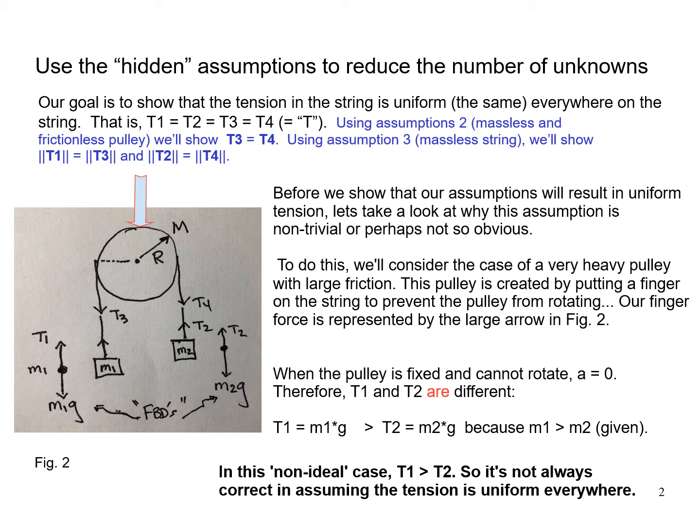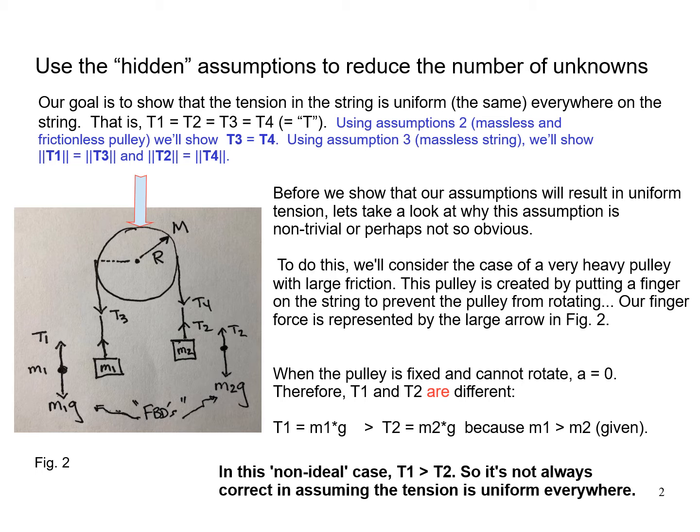We further said that we would use assumption 3, the fact that the string is massless, to show that the magnitude of T1 equals the magnitude of T3 and that the magnitude of T2 would equal the magnitude of T4. Now, before we show that our assumptions will result in uniform tension, let's look at why this assumption is not so obvious. To do this, we'll do another thought experiment.